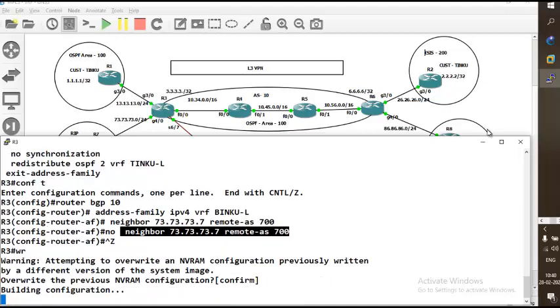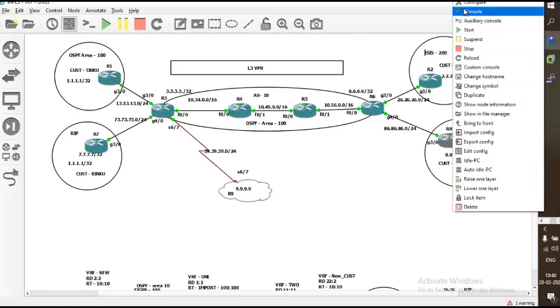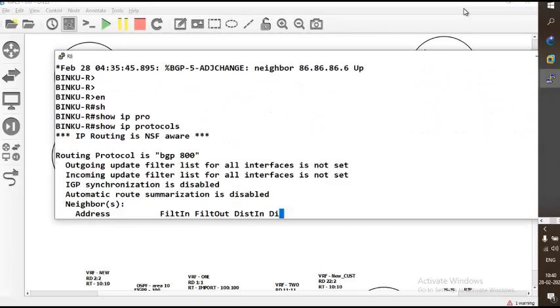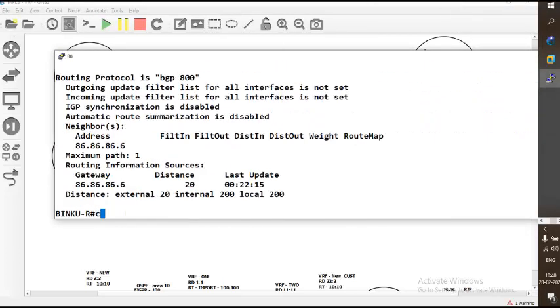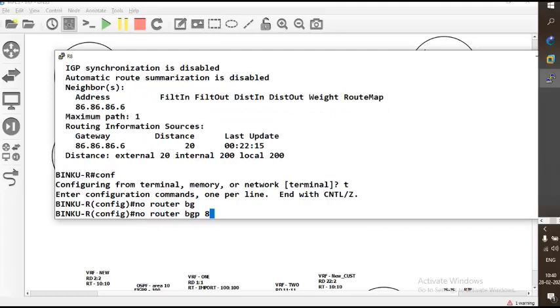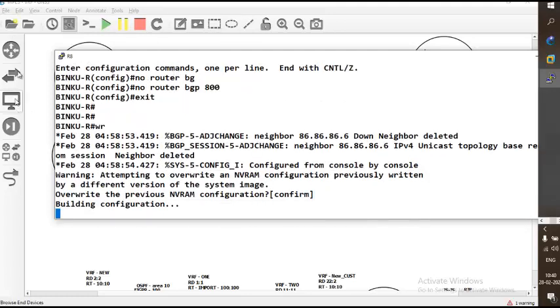Now, likewise on R8, if I am having BGP, I should remove it because we are planning to put something else. Show IP protocol, we have BGP. I'm going to remove this with no router BGP 800, and we are going to put EIGRP.